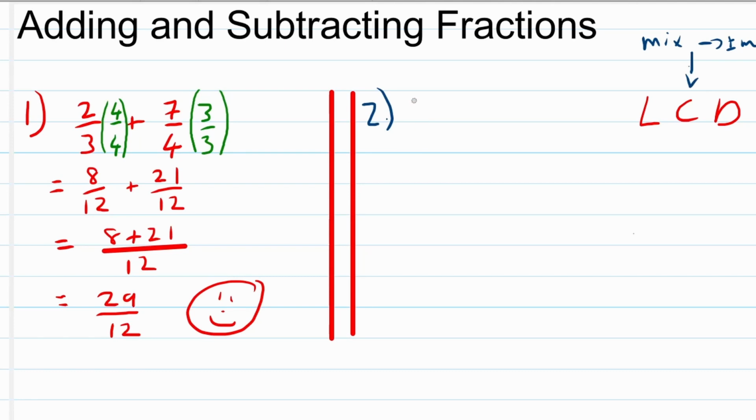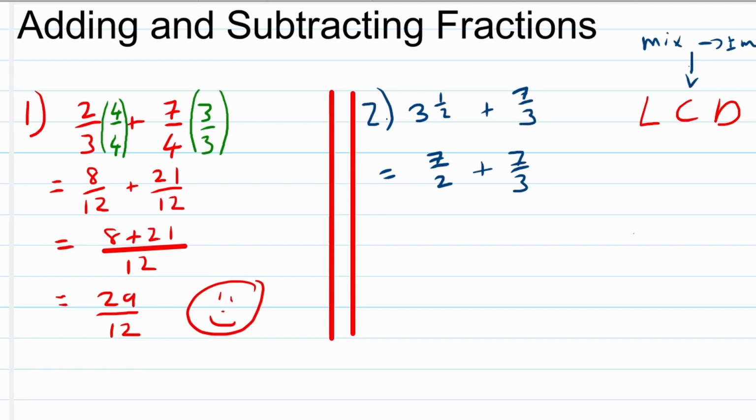So let's say, for instance, we've got 3 and 1/2 plus 7 over 3. Our first step is to take our mixed number and go to an improper fraction. So 3 times 2 is 6. 6 plus 1 is 7. So this mixed number is equal to 7 over 2 plus 7 over 3.